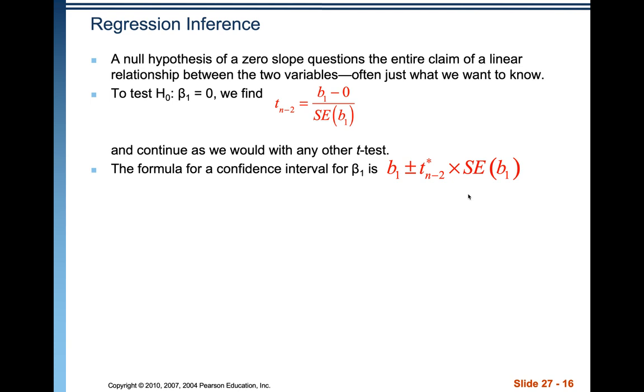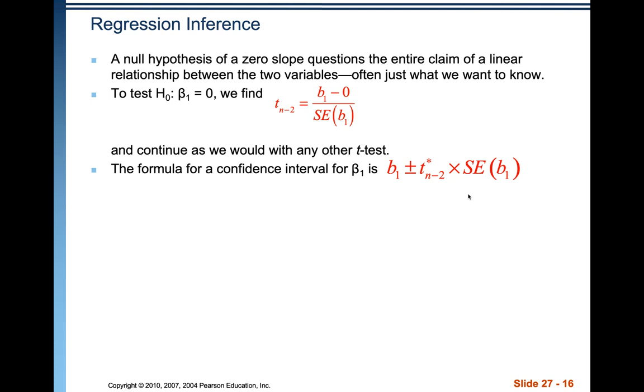Okay. A null hypothesis of a zero slope questions the entire claim of a linear relationship between the two variables, which is just exactly what we usually want to know. So to test this null, we have beta 1 equals 0, and we find our test statistic by doing b1 minus 0, because that's our hypothesized value for beta 1, divided by the standard error of b1, and continue as we would with any other test.